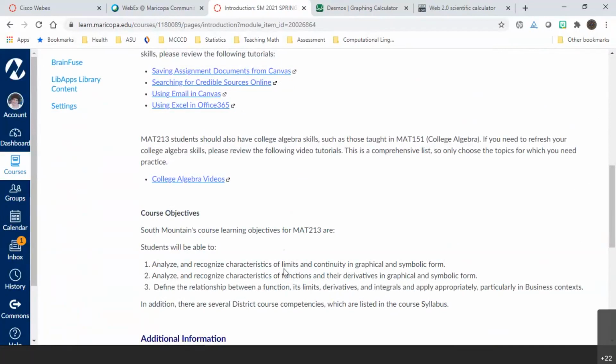Okay, here are our general course learning outcomes. You want to be able to recognize limits and continuity in various forms. You want to be able to manipulate derivatives and integrals and be able to apply them in business contexts.